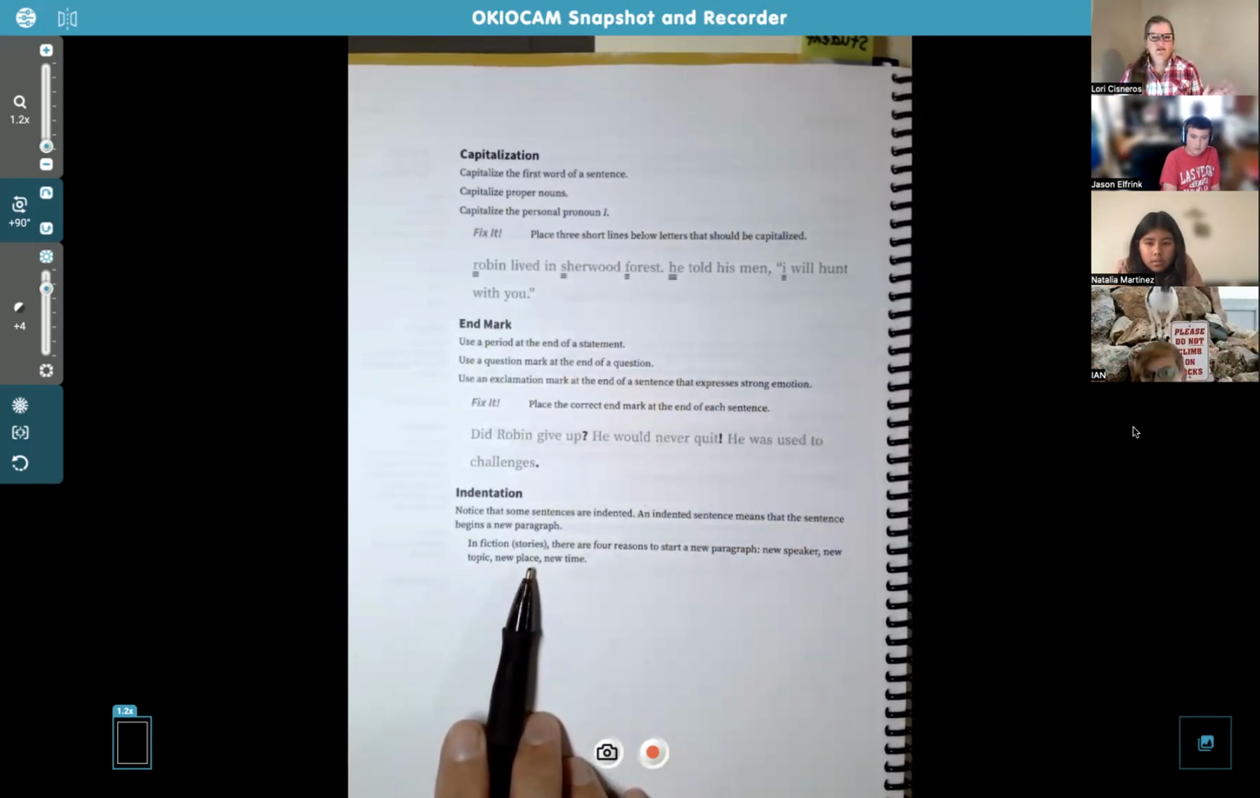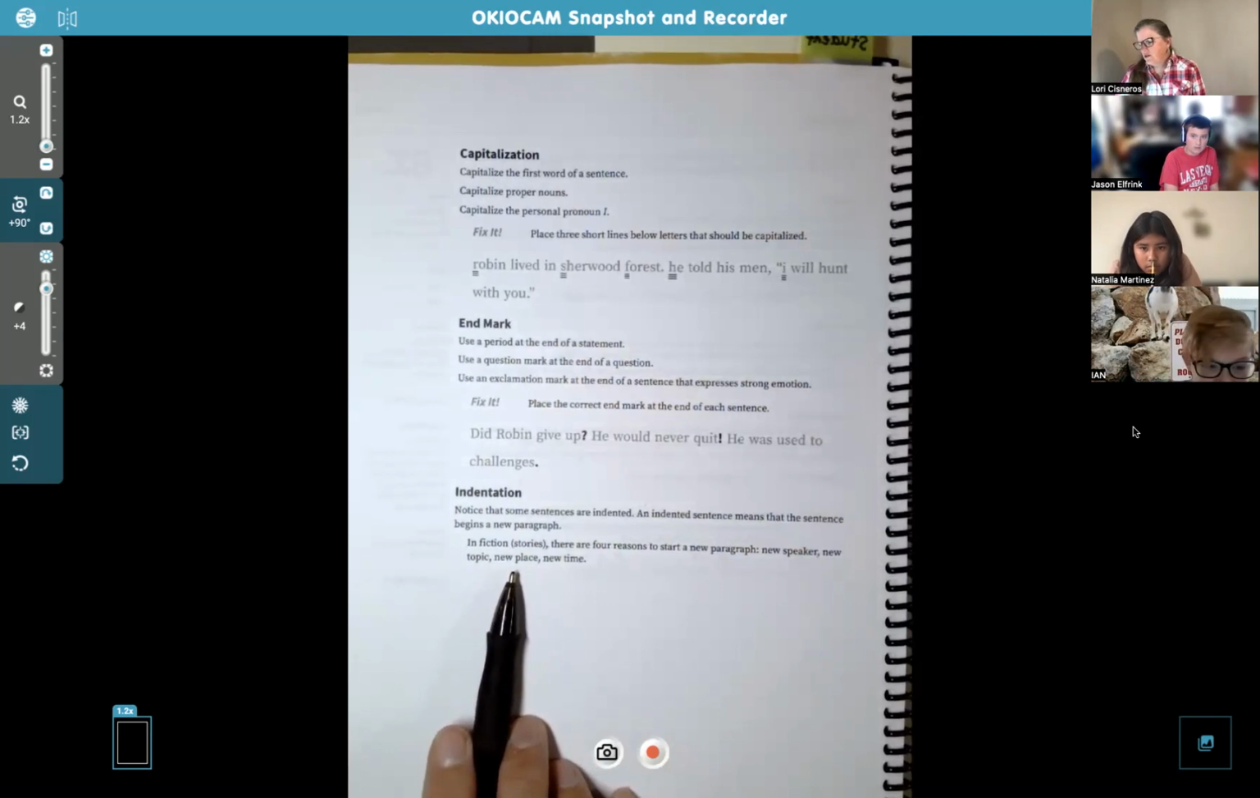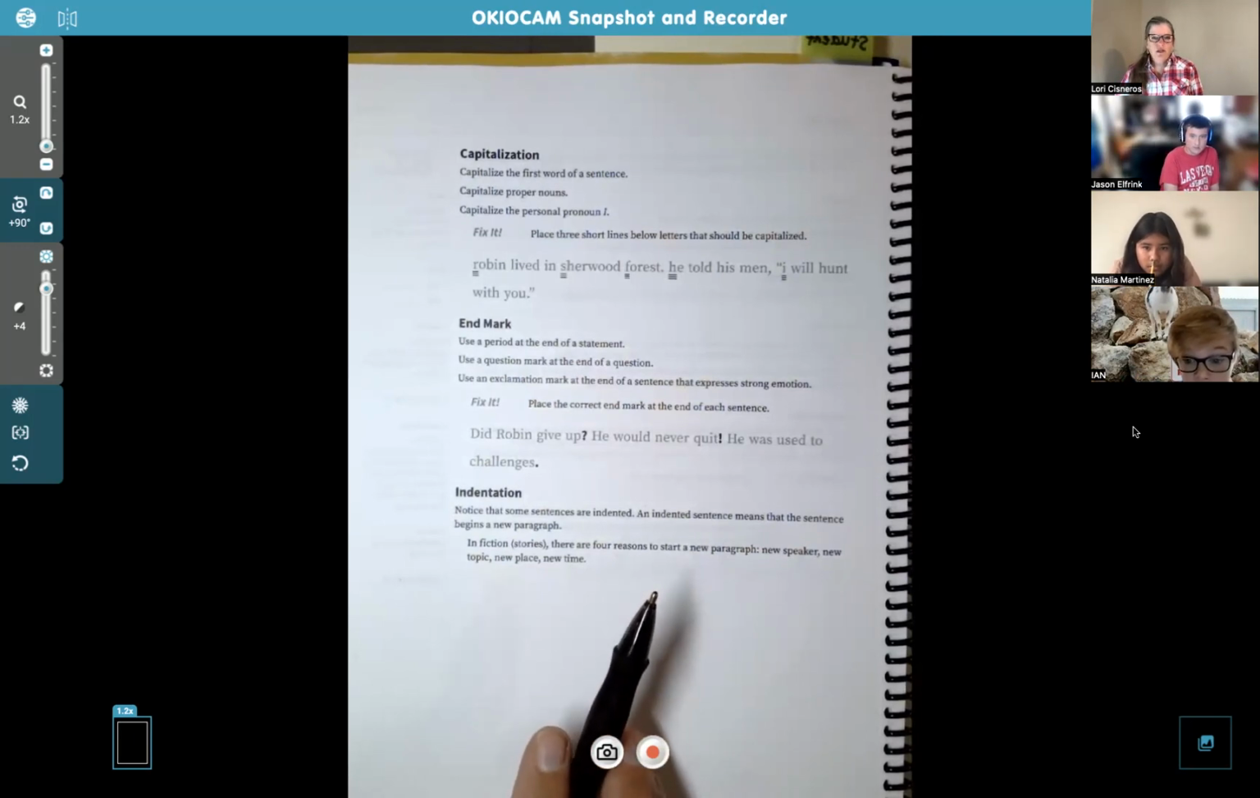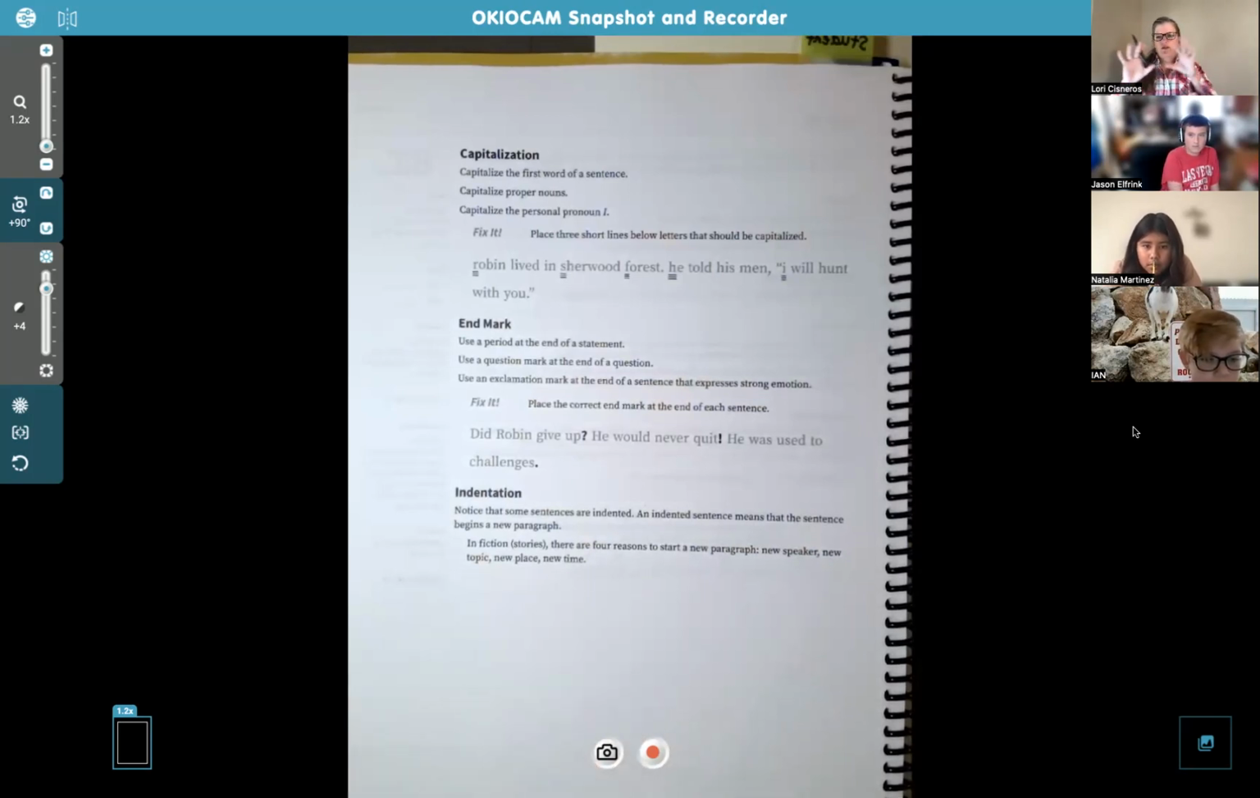Or a new place. It's kind of the same example if you're at a party and then you go to school. So two different places, you start a new paragraph if you introduce a new place or a new time. And the new time could be a new year, a new season, a new time of day. So those are four reasons why you start new paragraphs.